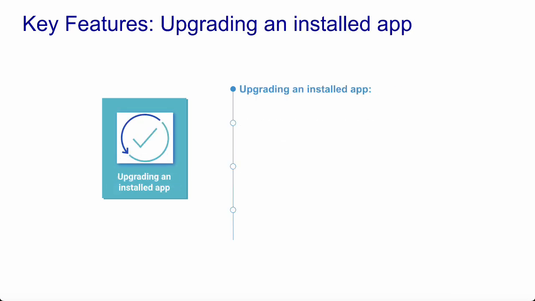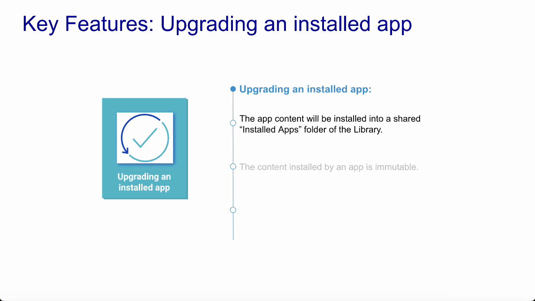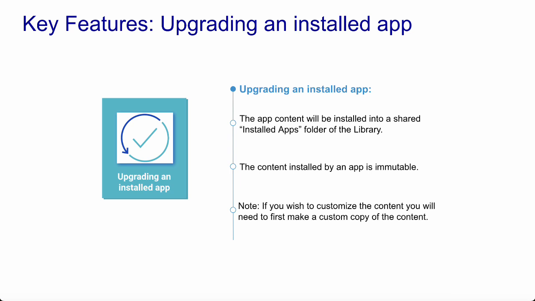Upgrading an installed app. To support the ability to upgrade and to make app content easier to locate, app content will be installed into a shared Install Apps folder of the library. To support the ability to upgrade and to make sure upgrades do not overwrite any customizations you may apply, the content installed by an app is immutable. If you wish to customize the content, you will need to first make a custom copy of the content.